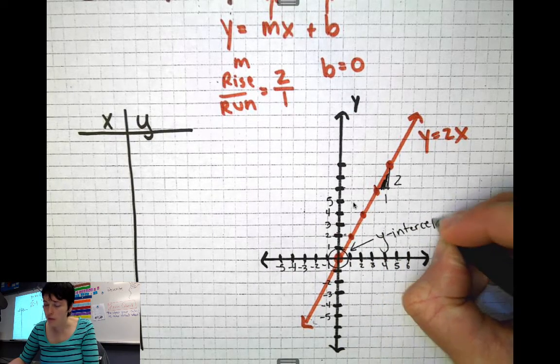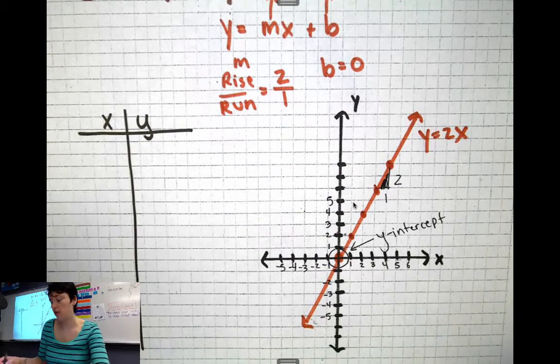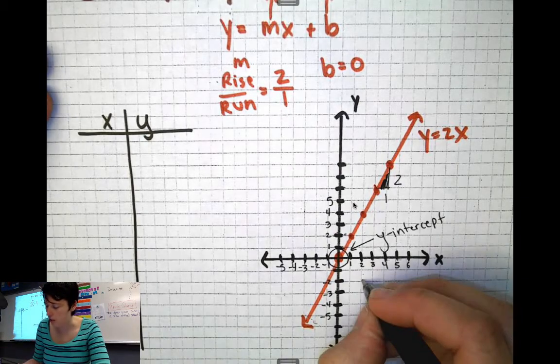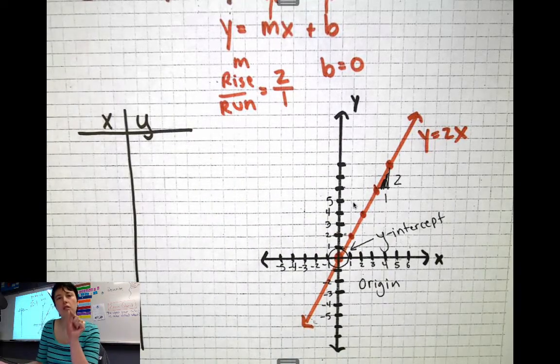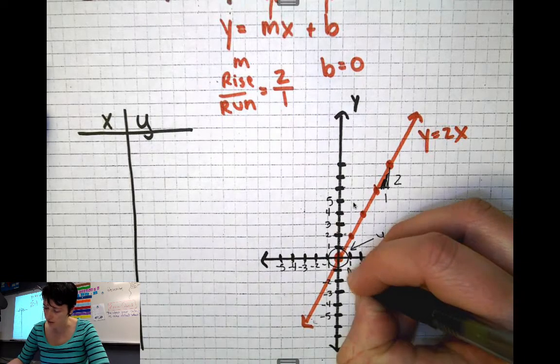We call that point right at the center of the graph at 0, 0. The other word we have for that point is the origin. The origin is the original starting point. It's right in the center at 0, 0. So that is the origin.